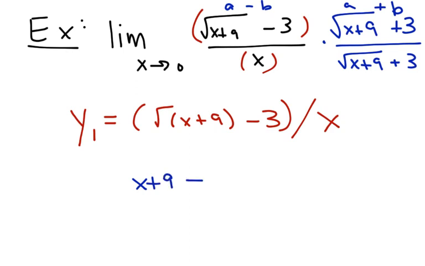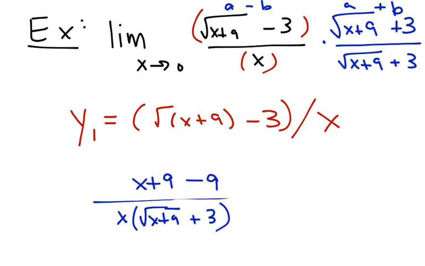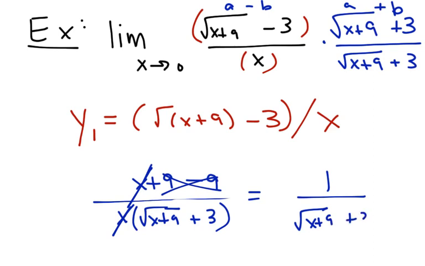Minus 3 times 3 is going to be 9. And then I'm not even going to multiply out the denominator here. I'm going to just leave it like this. Because what's going to happen is in the numerator, 9 minus 9 cancels, and then you're left with this x and this x, which go away. So you've got 1 divided by the square root of x plus 9 plus 3.